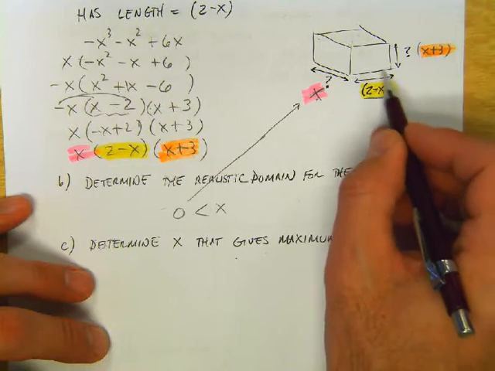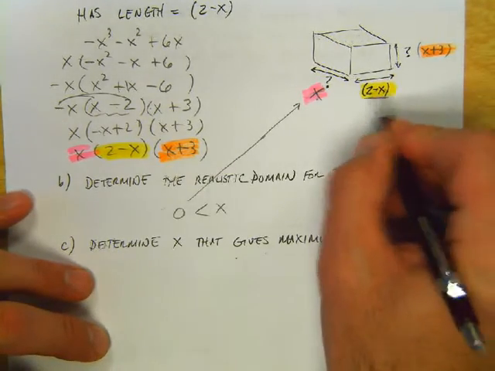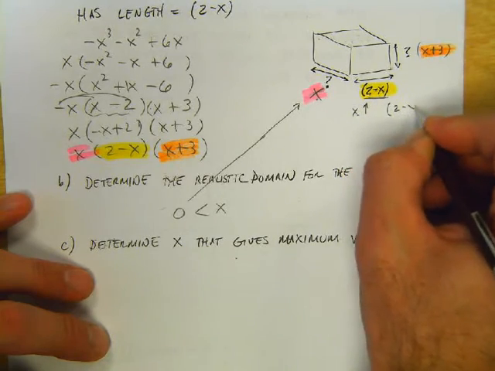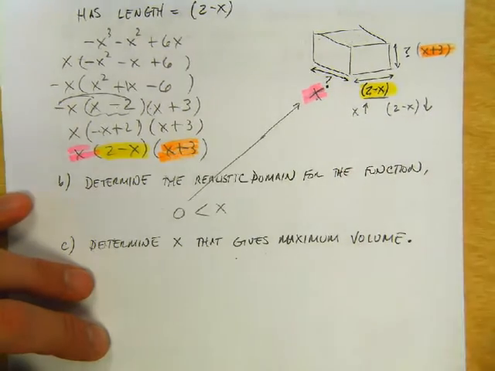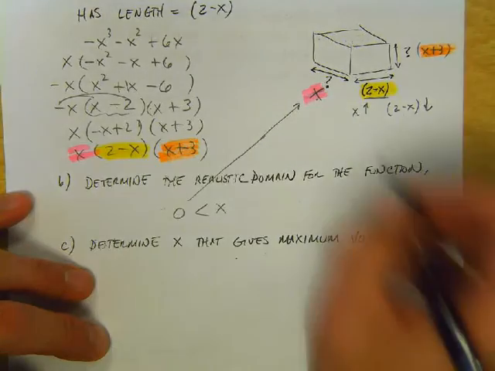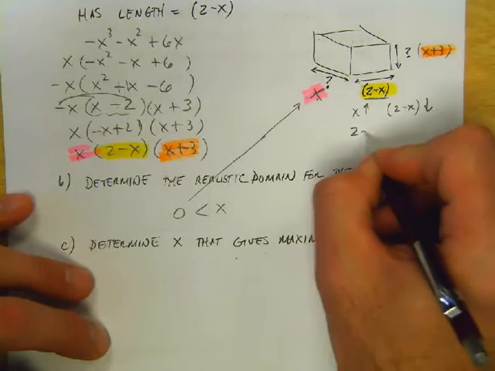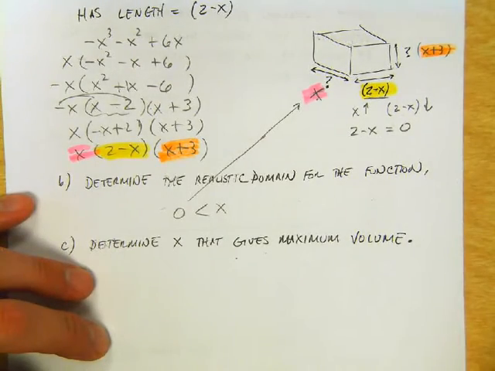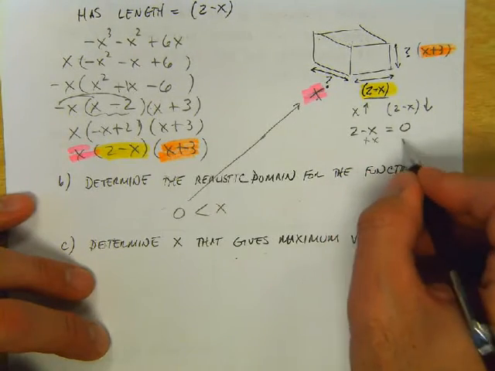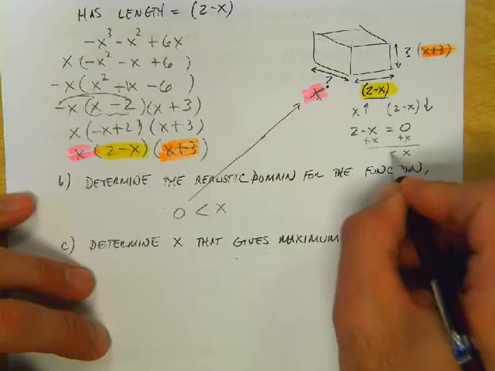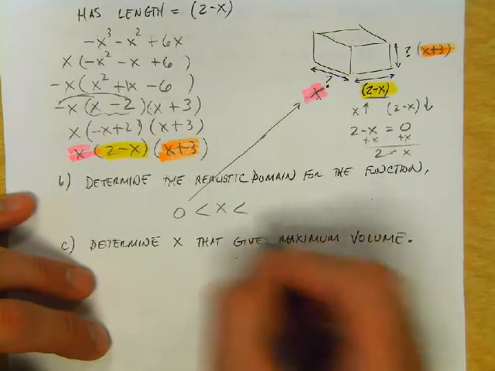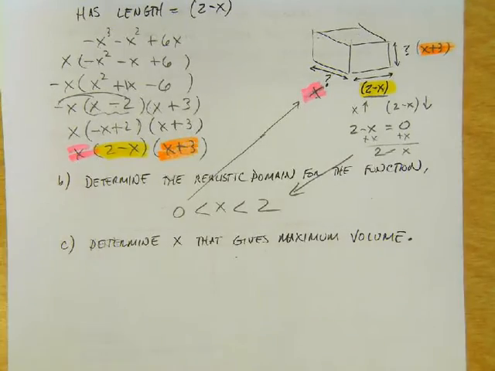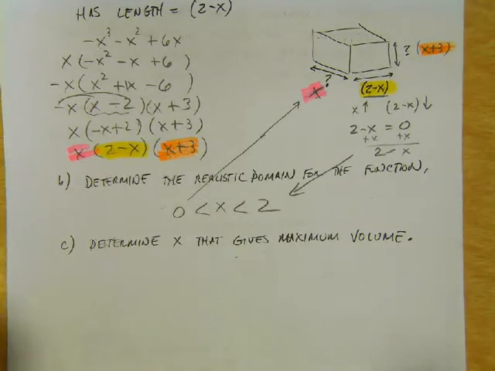The way this works is, as x gets big, that factor 2 minus x gets small. And so we have to make sure that that factor 2 minus x never gets below 0. And so if you added x to both sides, the biggest value for x is 2. So our answer to this question has to be between 0 and 2.